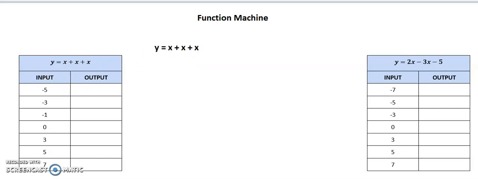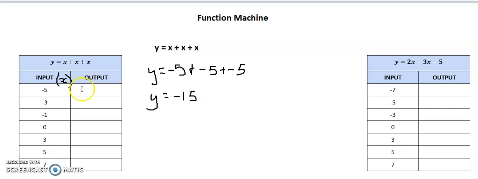So to start off, all it's saying is we are evaluating. For input, my x value is going to be first is -5. Wherever I see an x value, I'm putting -5. So -5 plus -5 plus -5, and then I'm just solving it for y. -5 plus -5 equals -10. -10 plus -5 equals -15. So that gives me my y when x is -5.